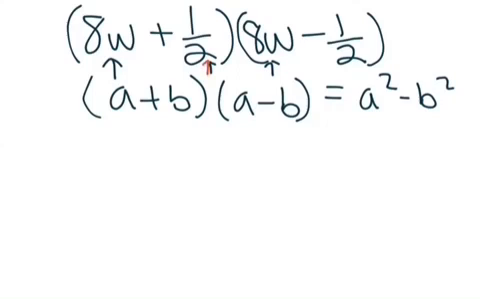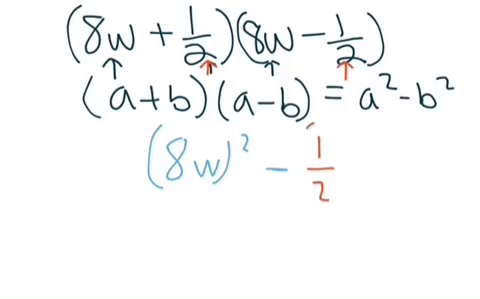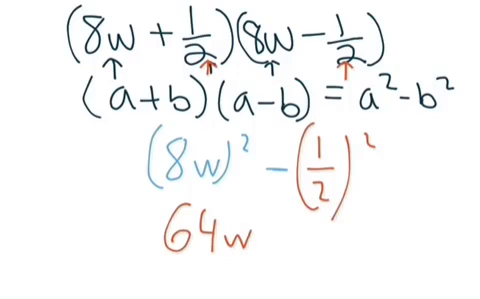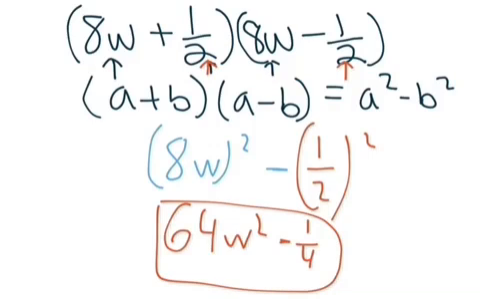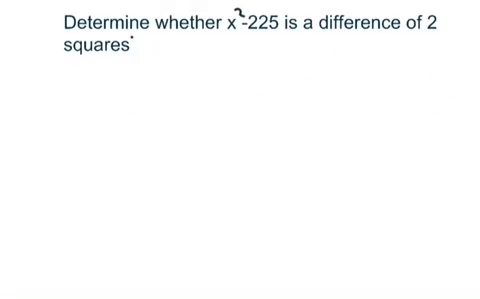Let me get a different color. This number times this number. And so we're going to do 8w squared minus 1/2 squared. And so we're just going to go ahead and do the math there. 64 w squared minus 1/4. And that is our final answer. And let's go to the next thing.